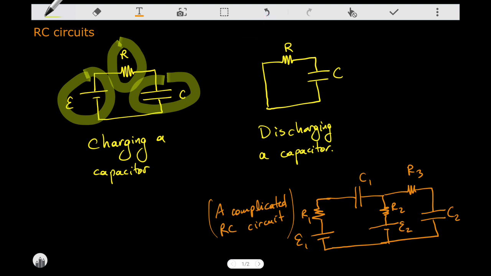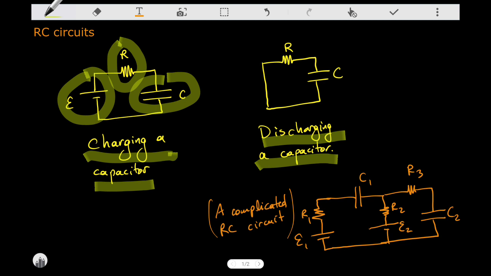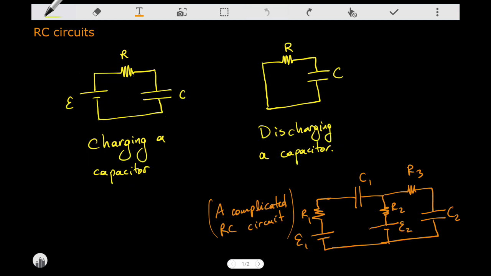These kind of circuits are something that we have met when we are charging a capacitor and discharging a capacitor. So these are the two situations where we meet these circuits. But up to now we haven't said anything about the function of the resistor that might be present in the wires that we use. So here we are going to understand the function of these resistors in a better way.